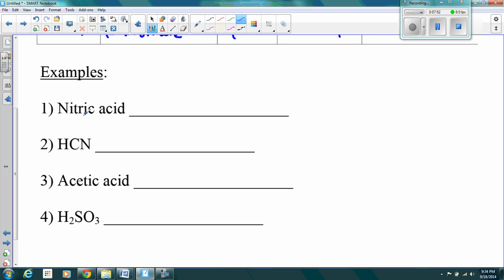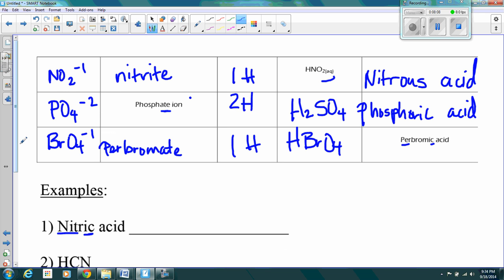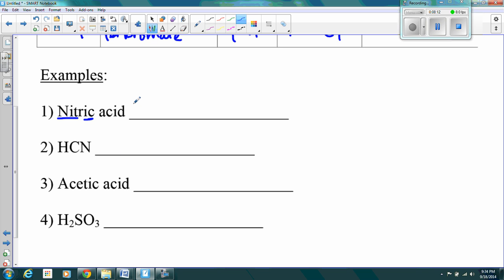Well, I'm going to look that I have a root here, and it ends in ic acid. So I will look on my chart, and I'll look for something that ends in ic. Well, here it is, root-ic. So my anion ends in ate. So instead of nitric, it came from nitrate. So then I would look on my gold sheet and say, okay, nitrate is NO3 minus 1.